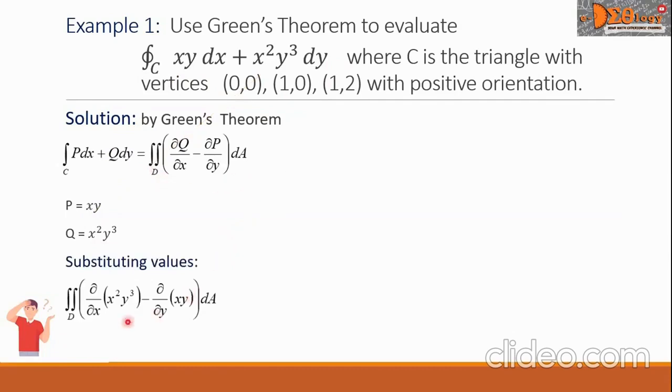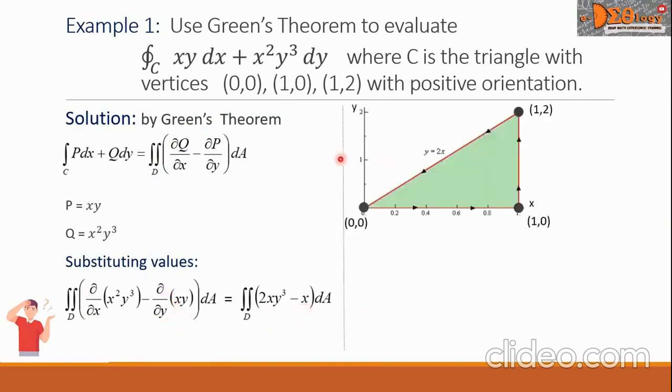Now let us evaluate the partial derivative of x squared y cubed with respect to x, and that becomes 2x y cubed, minus the partial derivative of xy with respect to y. So we write here x. Now let us draw the triangle. The vertices are (0, 0), (1, 0), (1, 2).